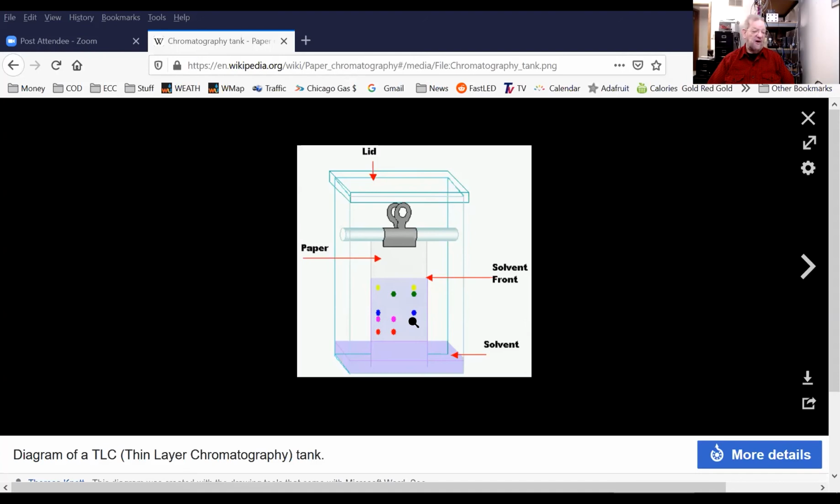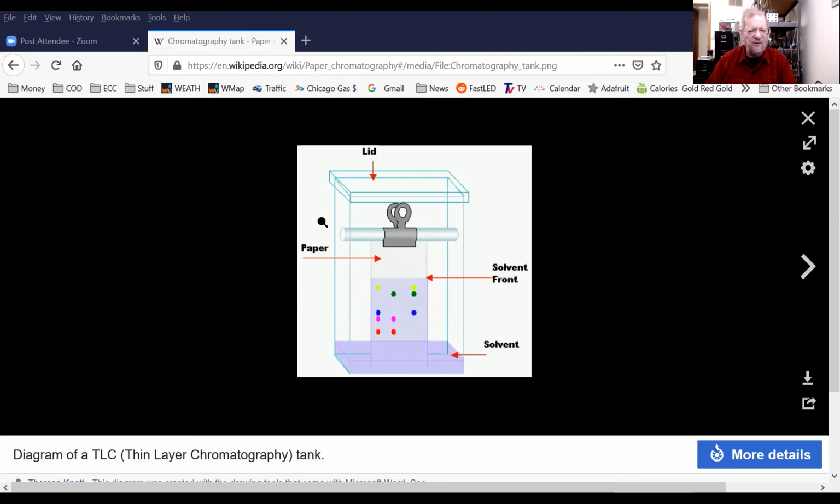And that tells you whether, if you only see one spot here, it's pure. If you see, like in this case, 3 spots, well, there are 3 components, 3 chemicals, in whatever you put on your piece of paper for your paper chromatography. Now, you never let the solvent front, the liquid, go all the way to the top. You stop it before the top. And the distance from where you put the original dot to how high the solvent went is called the RF value, which you can calculate.